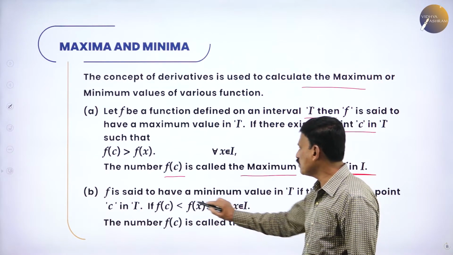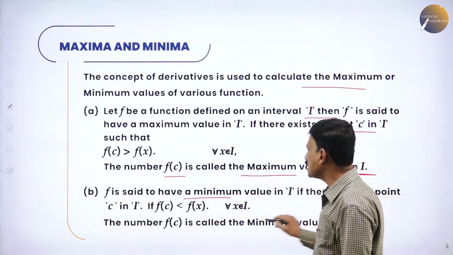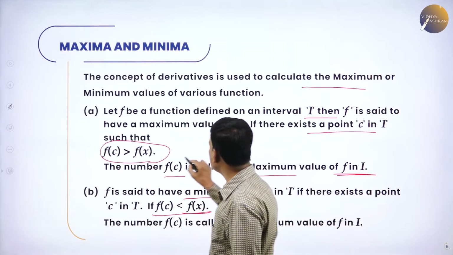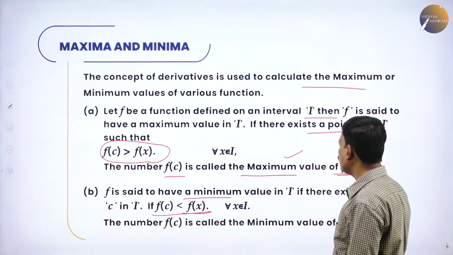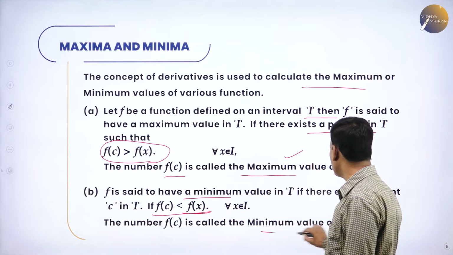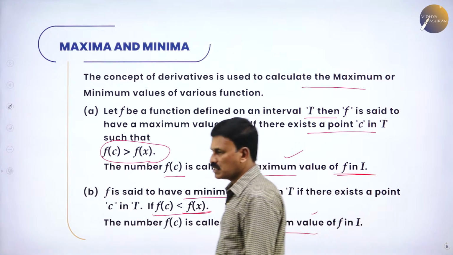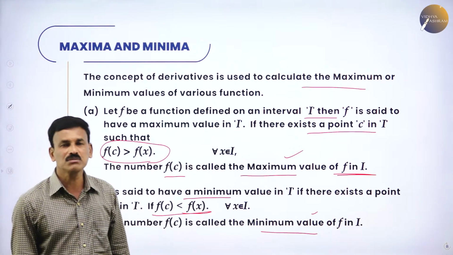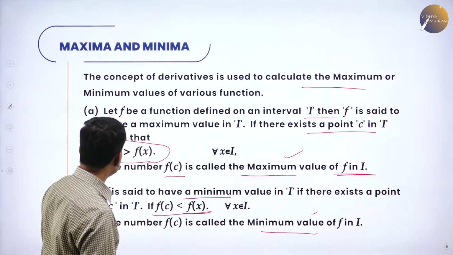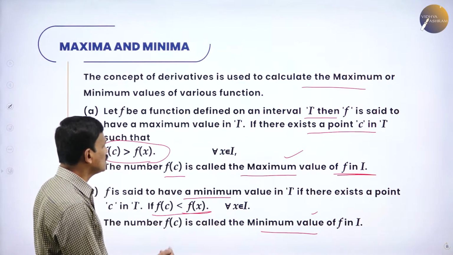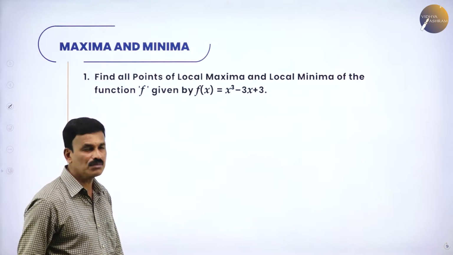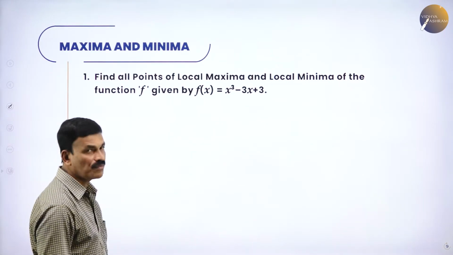F is said to have the minimum value in I if there exists a point c such that f of c is less than f of x. If f of c is greater than f of x, then the function will have the maximum value. If f of c is less than f of x, then the function will have a minimum value in the interval I. So for the function to be maxima or minima, f dash of x is equal to 0. So if f of c is greater than f of x, then it will have a maximum value. If it is less than f of x, then it will have a minimum value. So let us come to the problem.